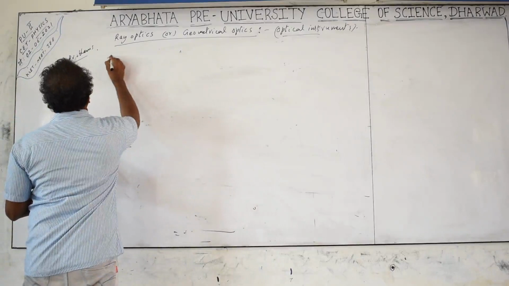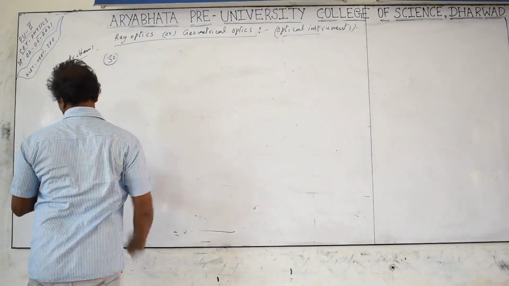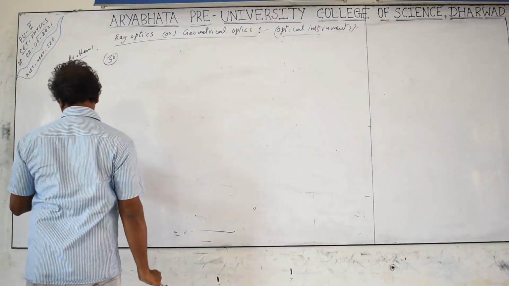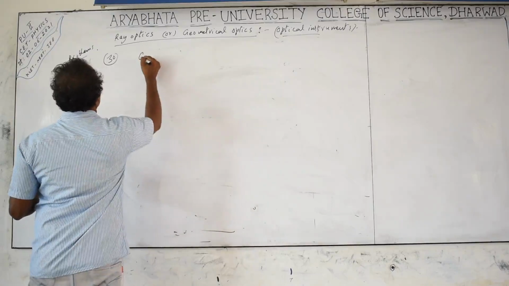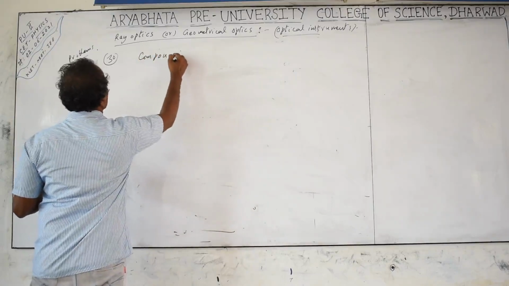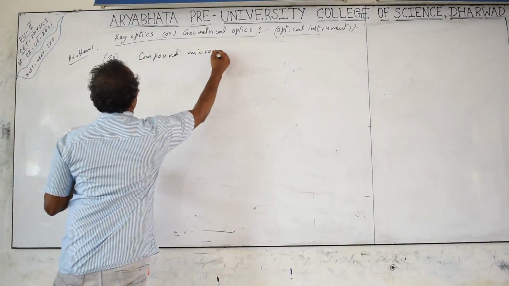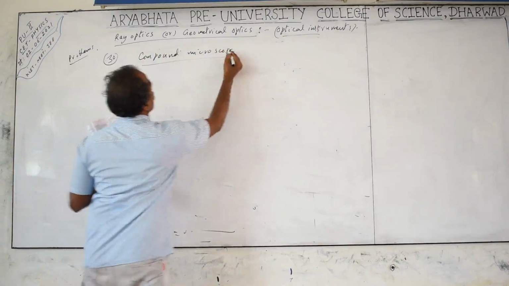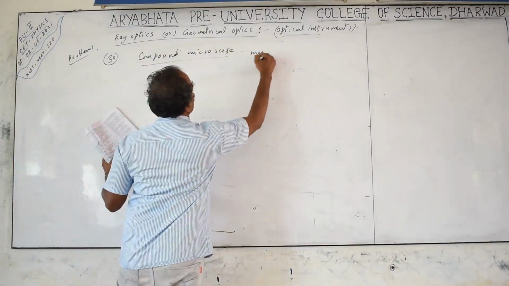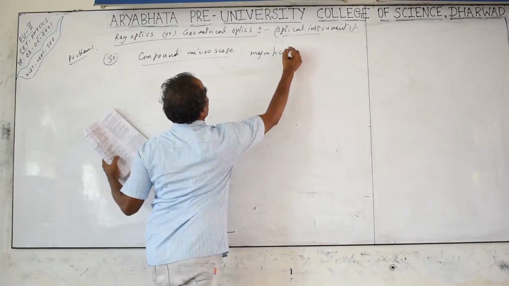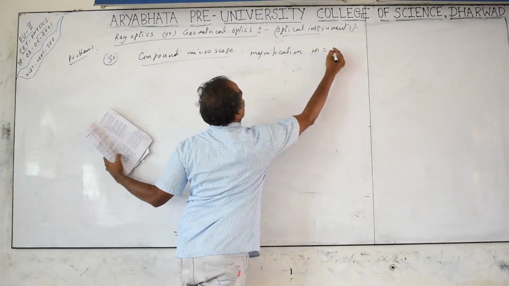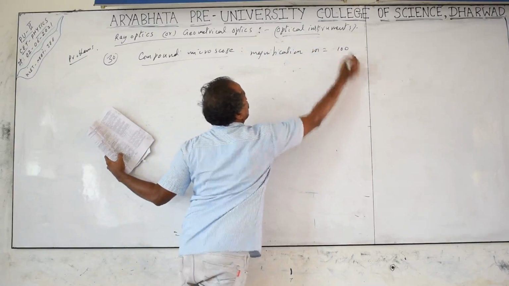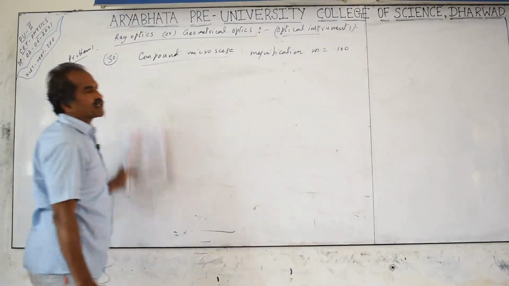Thirtieth question. A compound microscope has a magnifying power of 100. Compound microscope magnification m equal to 100. Actually, compound microscope magnification is negative.